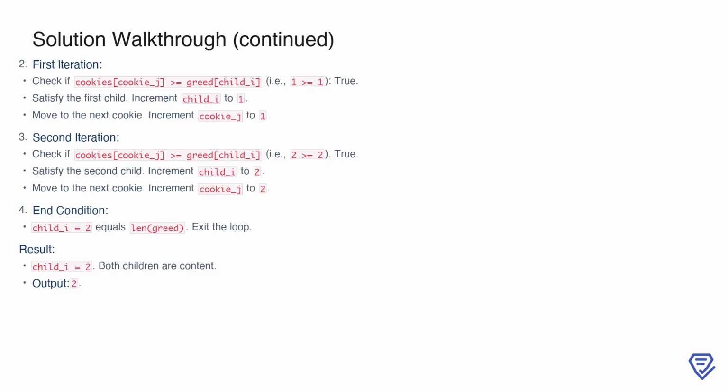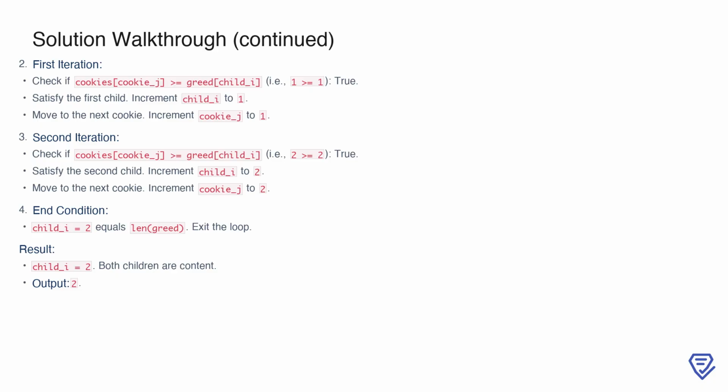In the second iteration, we see if the next cookie, which is of size 2, can satisfy the second child's greed of 2. Again, 2 is greater than or equal to 2, so the second child is satisfied. Both pointers child_i and cookie_j are incremented again.